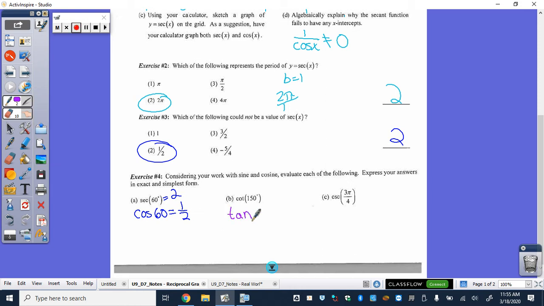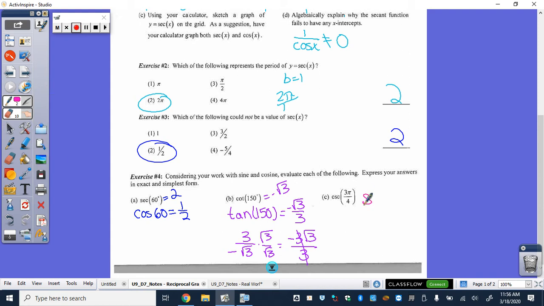Cotangent is the reciprocal of tangent. So tangent of 150, that would be in quadrant 2. My reference angle would be 30. So this would be -√3/3. So if I flip that, I have to rationalize. I would get -3√3/3. So those reduce. And it's negative radical 3.